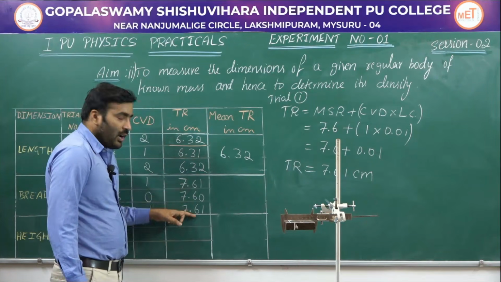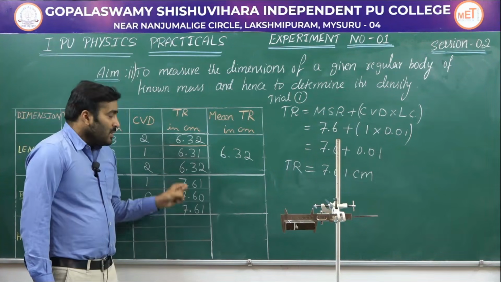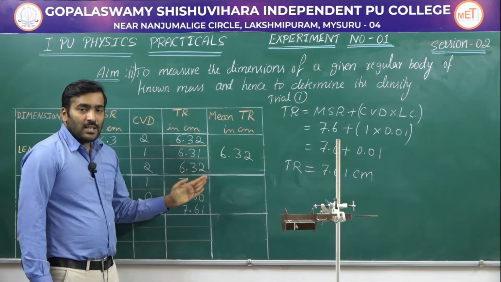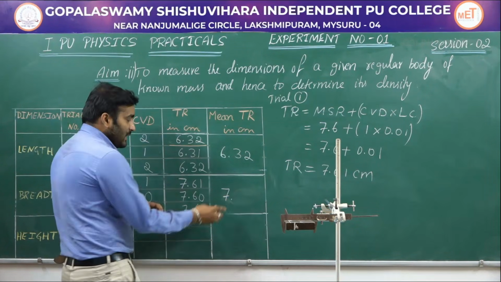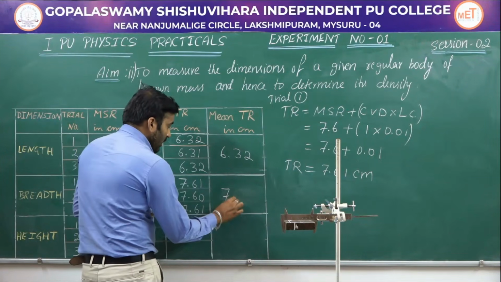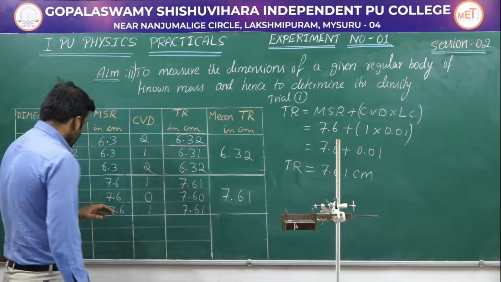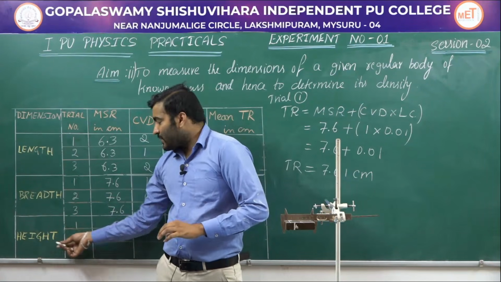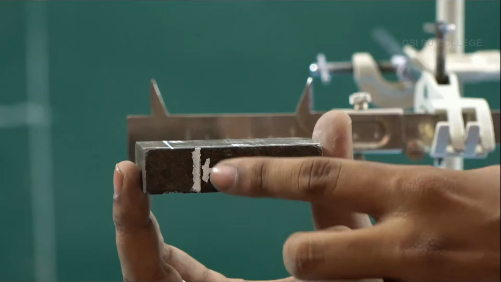Now, let us find out the mean value of this by adding these 3 and dividing it by 3. So, you will get 7.6066 recurring. If you round off to the correct decimal places, you will write this as 7.61 centimeter. Now, let us find the third dimension, that is height. Now, we need to find this height.